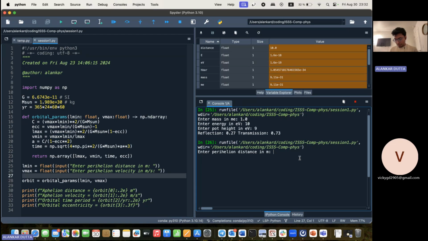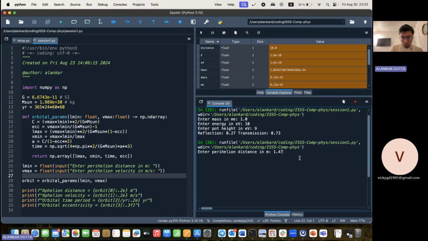So the first one is for Earth. So for Earth, we know that the orbital time period should be roughly 1 year, and the orbital eccentricity will be pretty low. It will be pretty close to 0 because the Earth's orbit is almost circular. So let's see if that comes out.